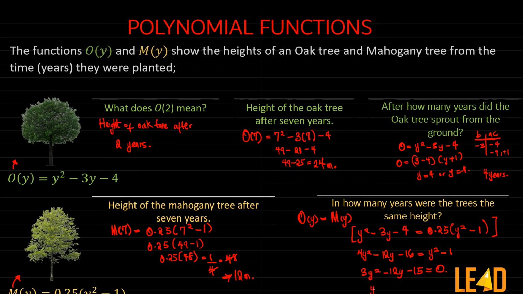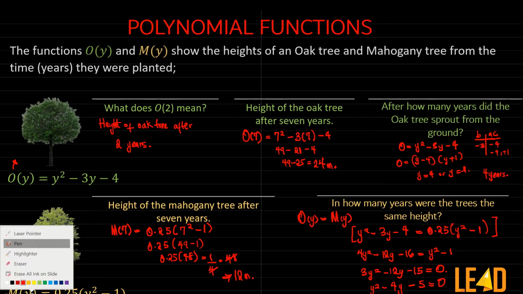That will give me y squared minus 4y minus 5 is equal to 0. And then I can solve this using any method. I can solve using the quadratic formula or factorization. I think factorization should work. Yes, factorization would work. Okay, so let's just factorize.